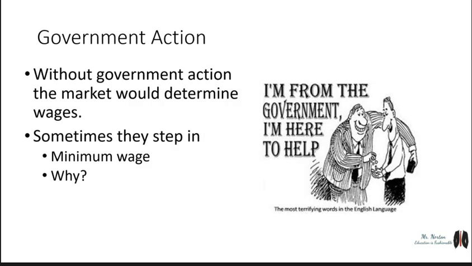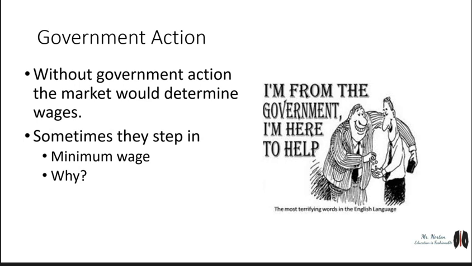Government action is also something that can impact wage rates. Without government action, the market would determine the wages that people earn, and at times, the government disagrees with the wages that are set by the market and intervenes. And that's when we talk about things like the minimum wage, which is the lowest amount of money that a person can work for in 1 hour. The market might set the equilibrium so low that people could not afford to live working these jobs. It's meant to help people survive that work in these professions.